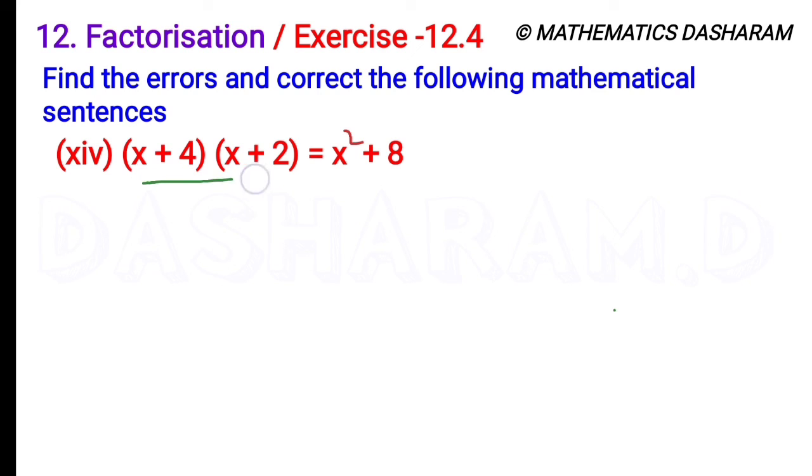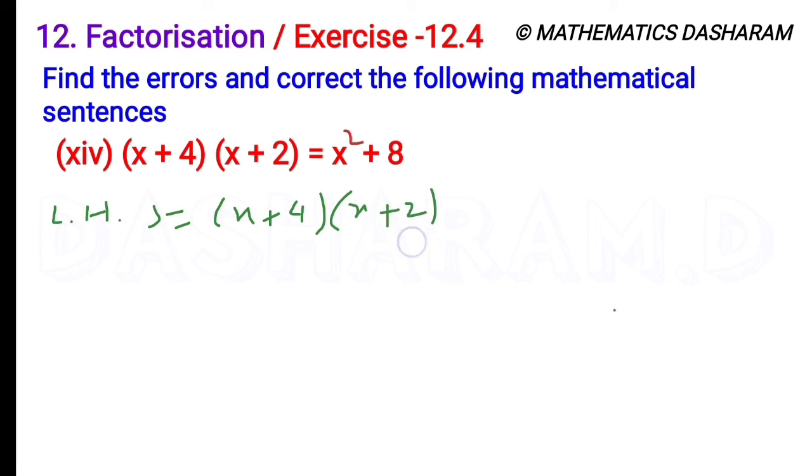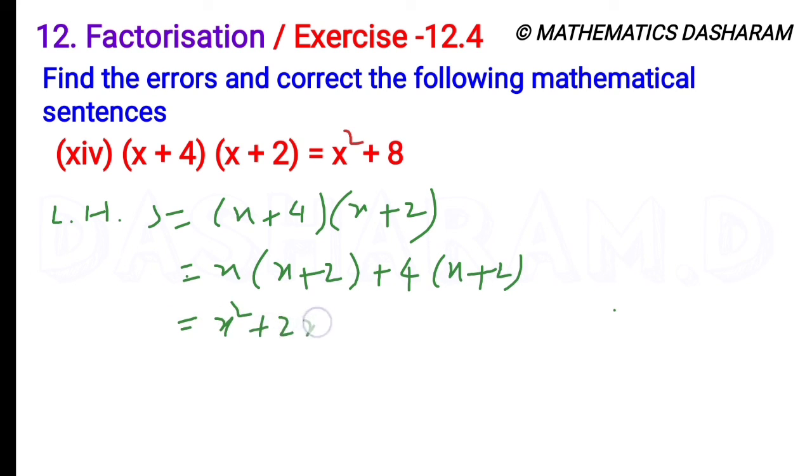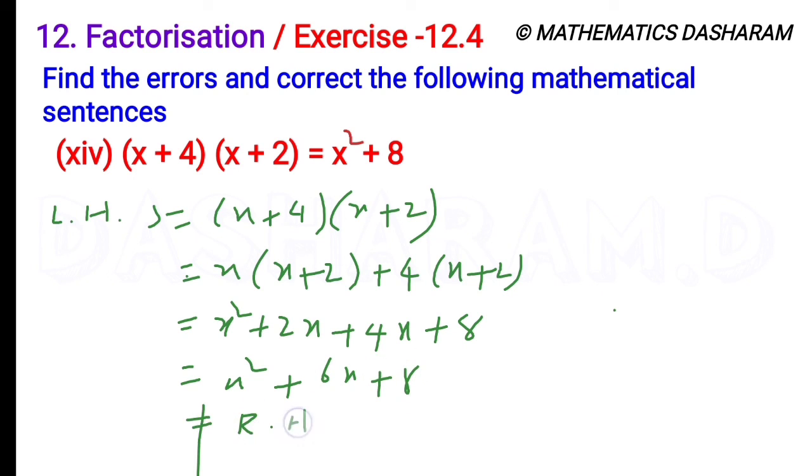14th question: (x plus 4) into (x plus 2) equals x square plus 8. So in the LHS both are binomials, so x into (x plus 2) plus 4 into (x plus 2). x into x is x square, and x into 2 is 2x, 4 into x is 4x, plus 4 twos are 8. x square plus 2x plus 4x is 6x plus 8. But it is not equal to RHS.